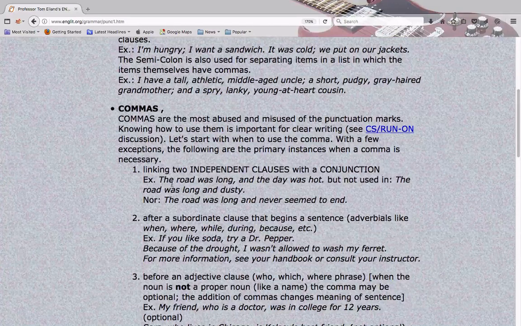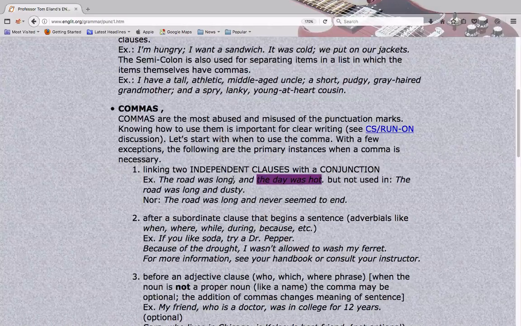The first thing is that you have two sentences. The road was long, and then you have the phrase the day was hot, and you want to put it together. Instead of using just a comma by itself, which would create a comma splice, you use a comma with a conjunction: and, but, or. And so you would have, the road was long, and the day was hot. It does not mean you use a comma every time you use the word and. You only use a comma with the word and or but if what's on both sides of that word is a complete sentence.